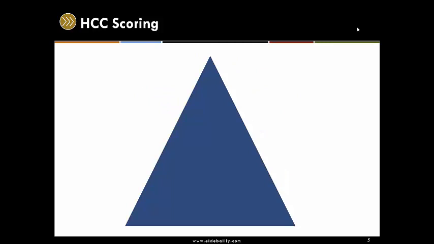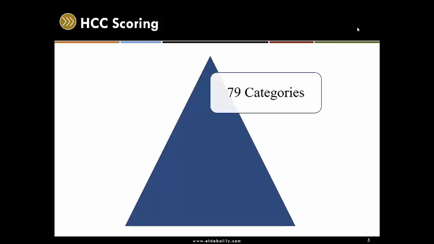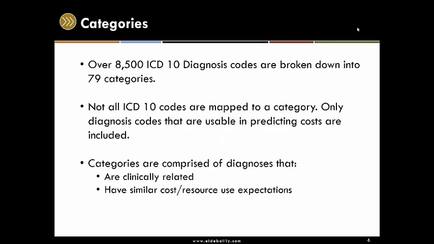Again, as we build the HCC score, there are 79 categories. And these categories are comprised of over 8,500 ICD-10 diagnosis codes. There are 79 distinct ones that we can assign to a patient, and each of which has a score correlated to the relative risk. About 10% of the ICD-10 diagnosis codes give an HCC score.